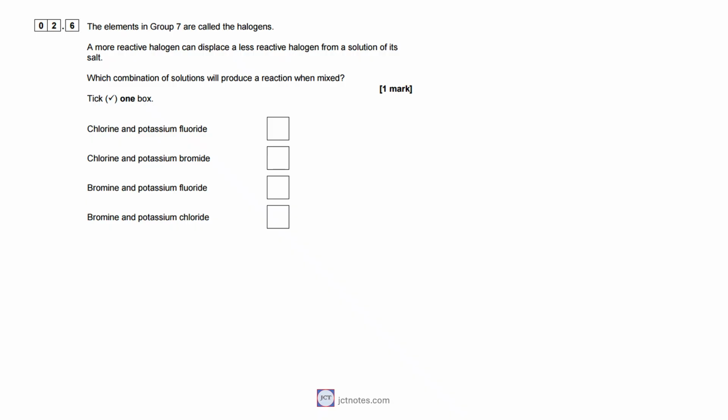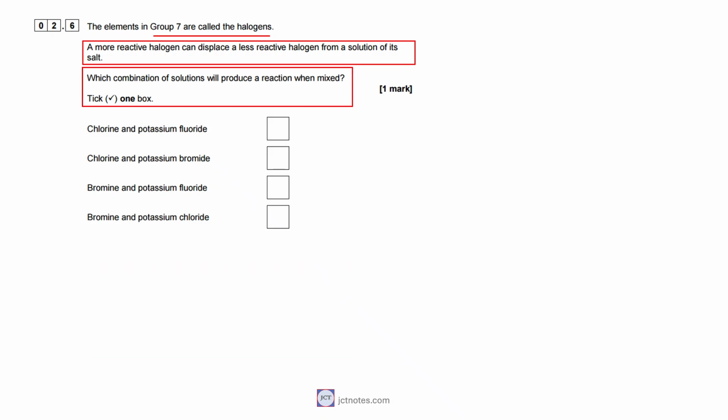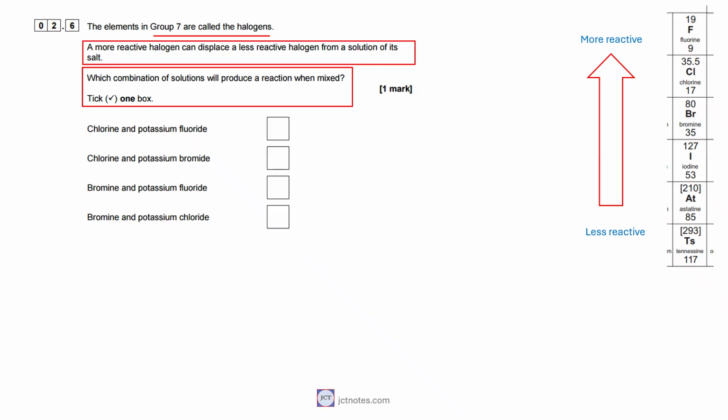Let's look at question 2.6, which focuses on the group 7 elements, the halogens. The question reminds us of the core rule: a more reactive halogen can displace a less reactive halogen from a solution of its salt. We are asked which of the 4 combinations of solutions will produce a reaction when mixed. To solve this, we just need to remember the trend: reactivity increases as you go up group 7. So, a standalone halogen can only cause a reaction if it sits higher on the periodic table than the halogen inside the salt. Let's quickly check the choices.